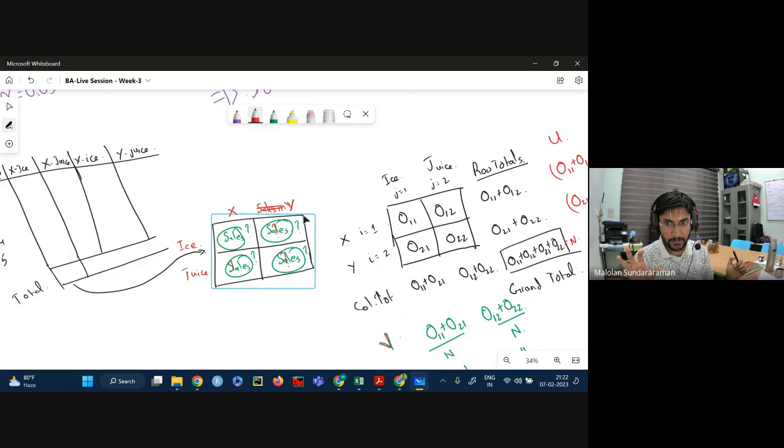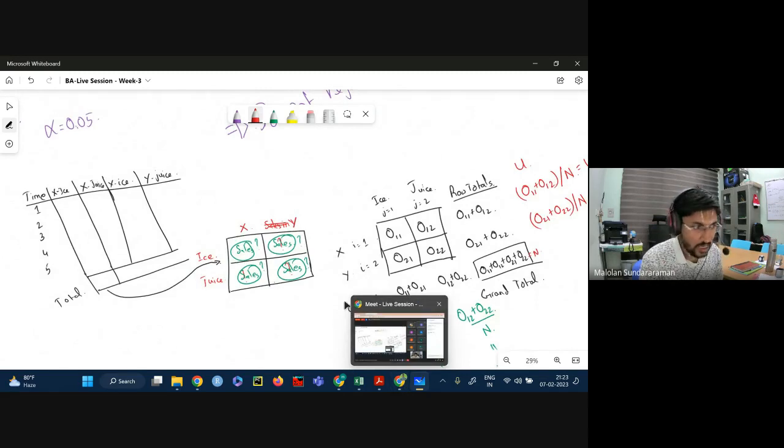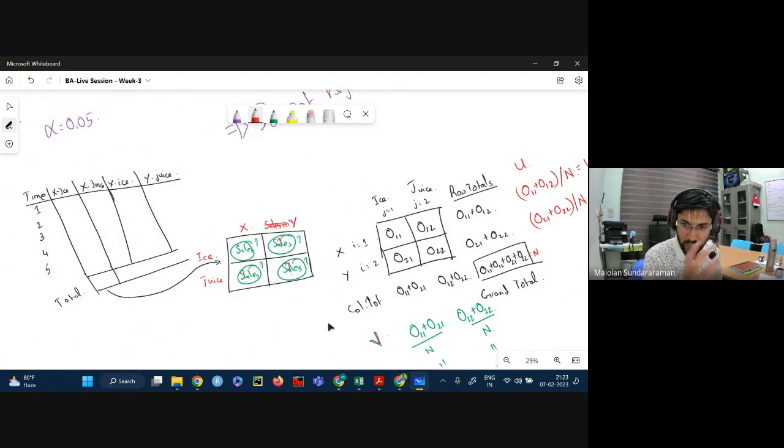Is it clear? Any queries? Okay. So this is in a nutshell the chi-square test, its application in business, and the focus in our course.